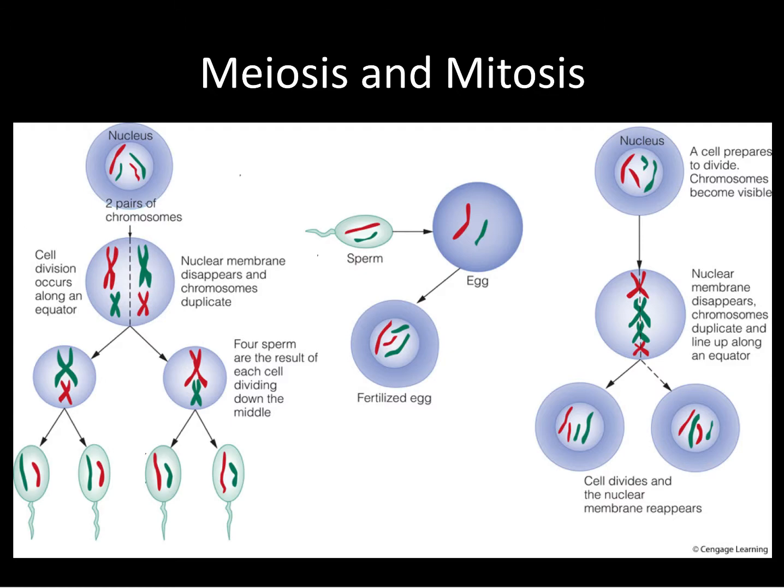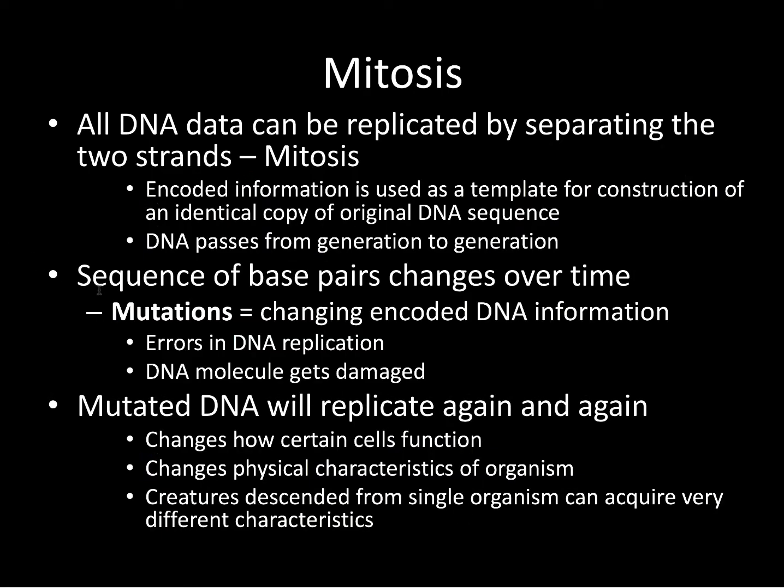Now let's go back to this previous slide here. So the sequence of base pairs changes over time. In other words, one way that change occurs is through mutations, and it's changing that encoded DNA information. So how do these come about?